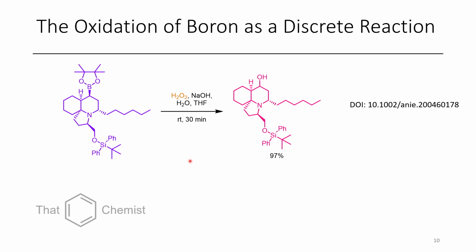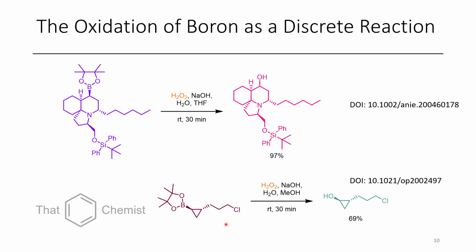Now, a couple examples of the oxidation step include the treatment of this chiral boronic ester with hydrogen peroxide, giving us a mixture of diastereomers of the alcohol at this position, but an extremely high yield in the presence of some complex functional groups. Additionally, the treatment of this cyclopropyl boronic ester with hydrogen peroxide afforded this cyclopropanol in very high yield as a single enantiomer.